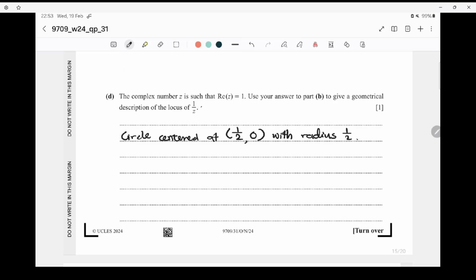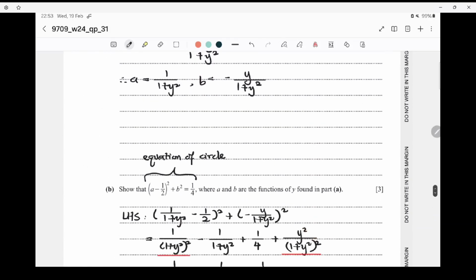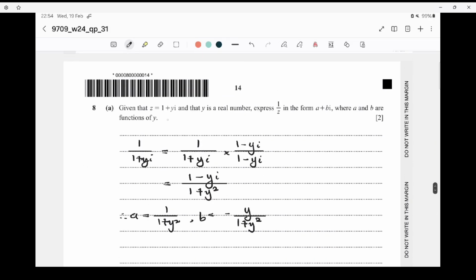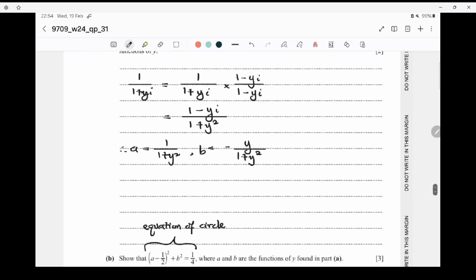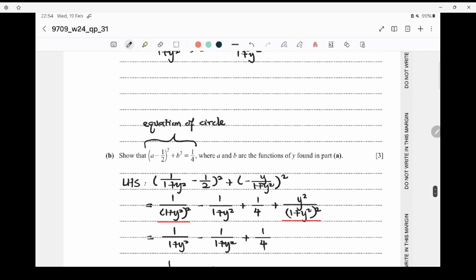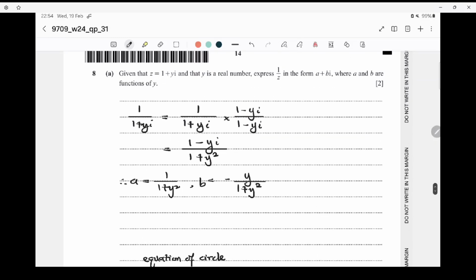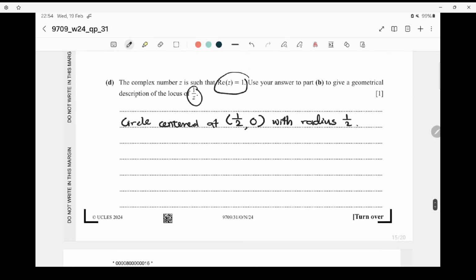So they want you to describe the locus of 1 over z with the real part of z equal to 1. This is essentially what you did in part A and part B. The real part of z is 1, and then you also study the locus of 1 over z through this particular equation. So that's your answer for part D.